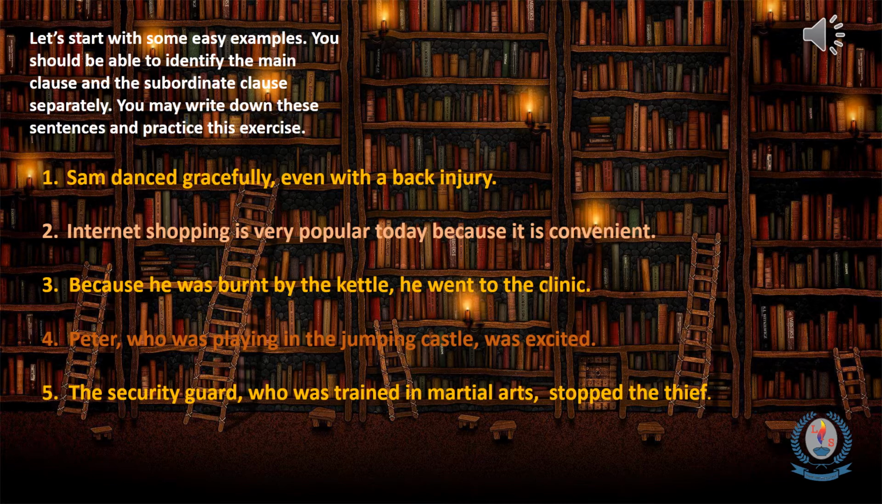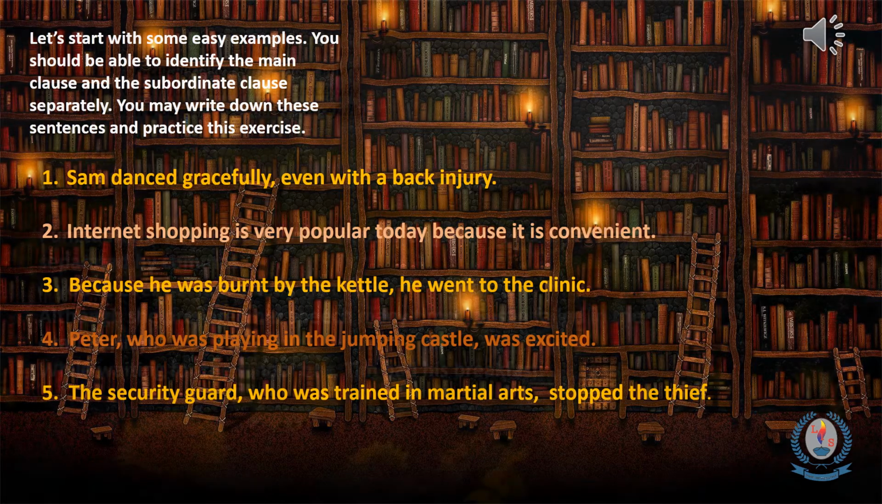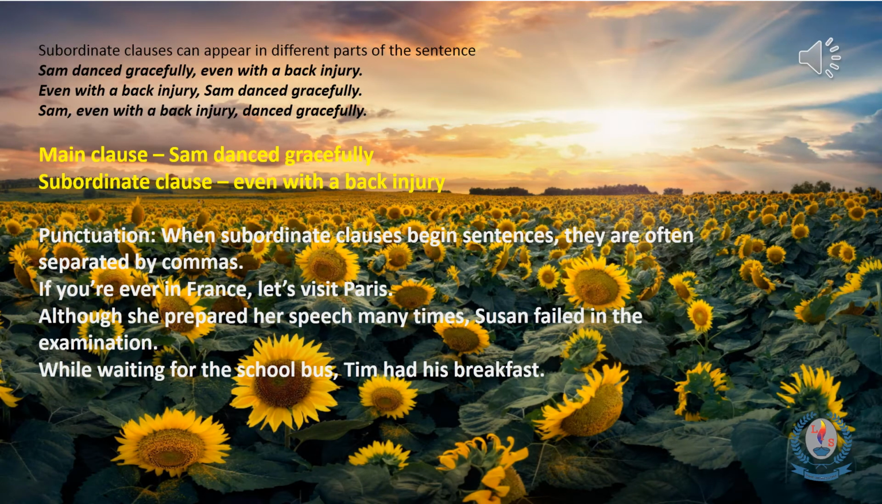A word of caution: do not always expect the main clause to be at the beginning of the sentence. Sometimes the main clause could be somewhere else. With the experience we have gained in the previous exercise, now you can understand that main clauses do not necessarily always come at the first place of a sentence. Look carefully. Subordinate clauses can appear in different parts of the sentence.